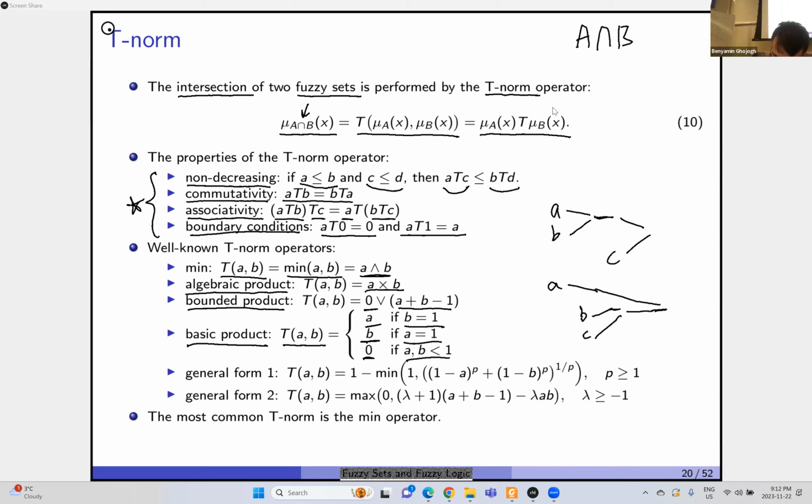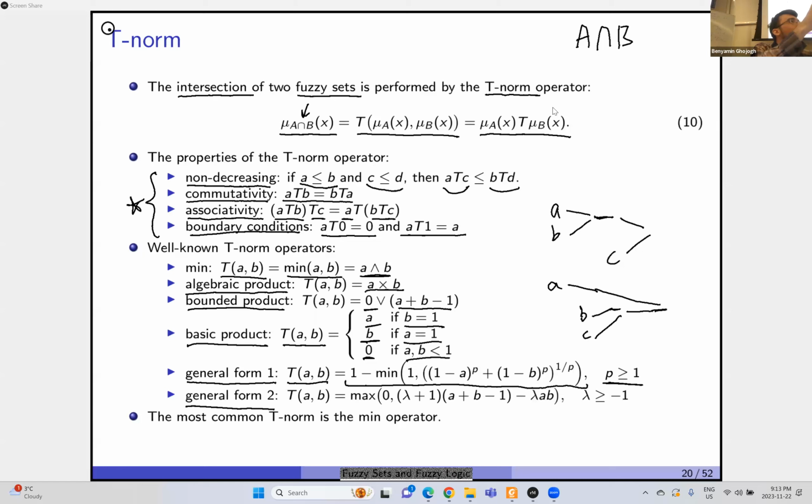Okay. General form, we have also general forms. General form 1 and 2. So T of A and B with some parameter P, which is greater than or equal to 1, is this big formula. 1 minus minimum of 1 and this property. So 1 minus A is between 0 and 1. 1 minus A is also between 0 and 1. To the power P, as P is greater than or equal to 1, you know that every scalar between 0 and 1 to the power greater than 1, again, is still between 0 and 1. Right? Agree?